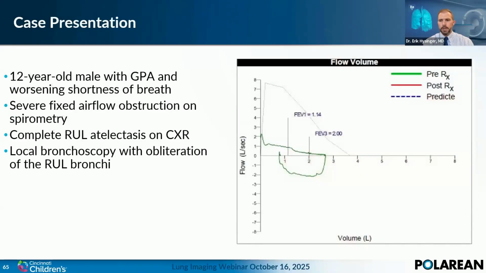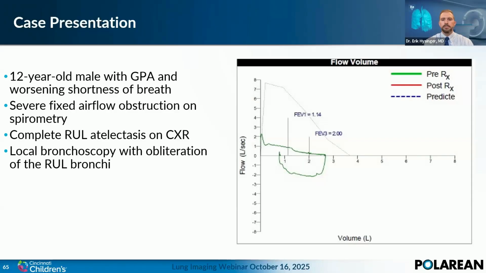This is a young boy who came to see us. He was 12 at the time. He had granulomatosis and polyangiitis, and had profound obstructive lung disease. I think his FEV1 was around 25 or 30% when we first met him. He was wheelchair bound and really not doing well. He had a local bronchoscopy that found that his right upper lobe was completely obliterated. And then he had concurrent right upper lobe atelectasis on his chest x-ray.